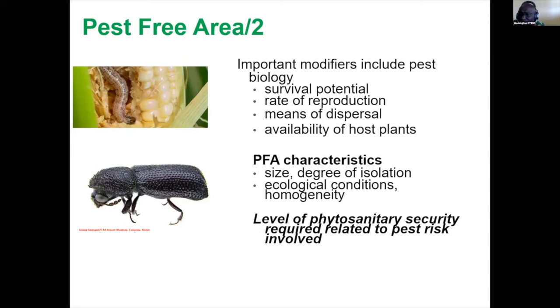Ecological conditions are important both for the pest and for the crop. We know that an area which is highly homogeneous makes certain things easy, but it can also make certain things very difficult, especially if you are dealing with a highly susceptible host plant, a host that is highly preferred by a pest. But of importance is that the level of phytosanitary security of an area is important, because that will determine how the risk of the pest concerned could be handled.